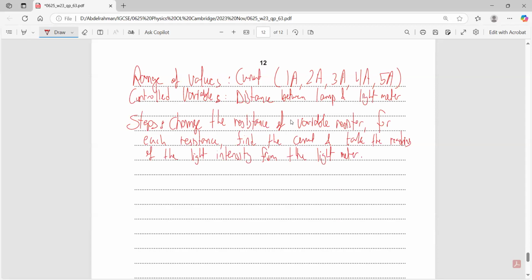You keep on changing the variable resistor, and then you measure the current and take the reading of the current from the ammeter. And then take the reading of the light intensity from the light meter and repeat for different values of resistance and current, right? Okay, good. So these are the steps.